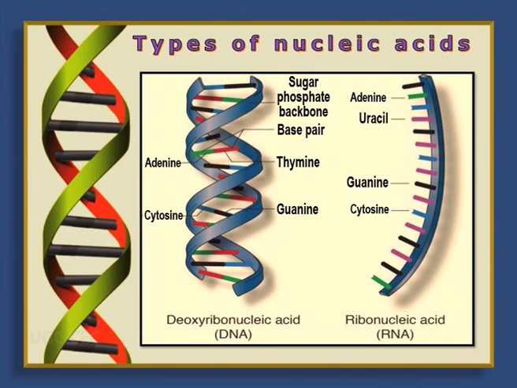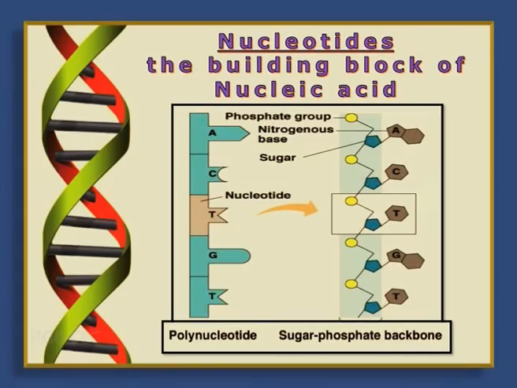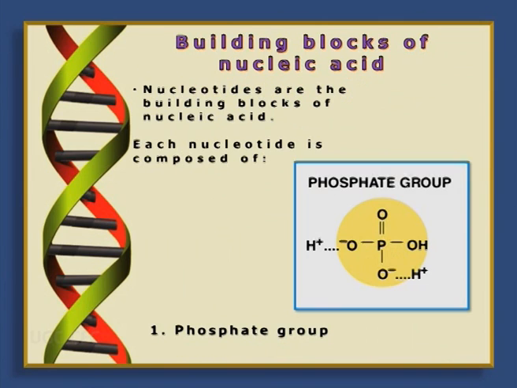Now, after knowing about the nucleic acids and their types, let us see how the nucleic acids are made. The next slide shows the building blocks of nucleic acids. The nucleic acids are nothing but a polymer of nucleotides. Now again the next question comes in, what are nucleotides? The nucleotides are the building blocks of nucleic acids. Each nucleotide is composed of three subunits. So let us move on further and see what the subunits are.